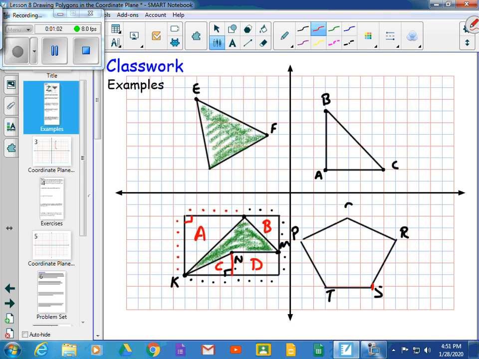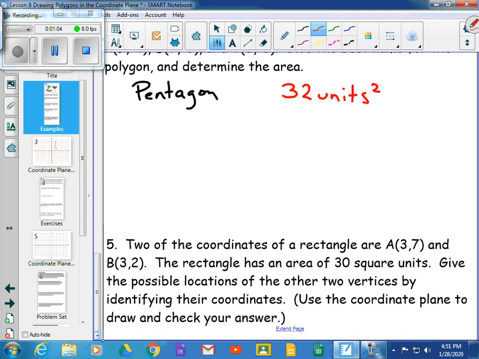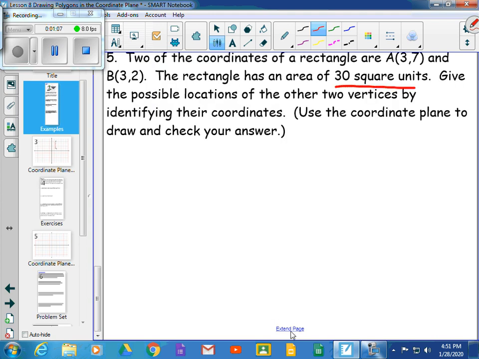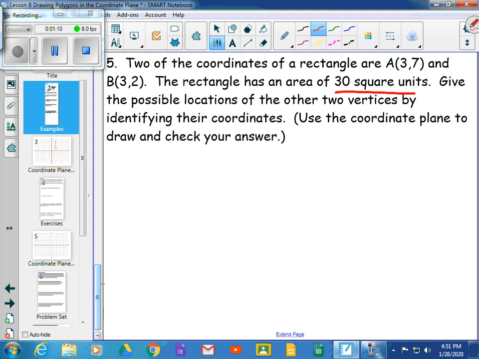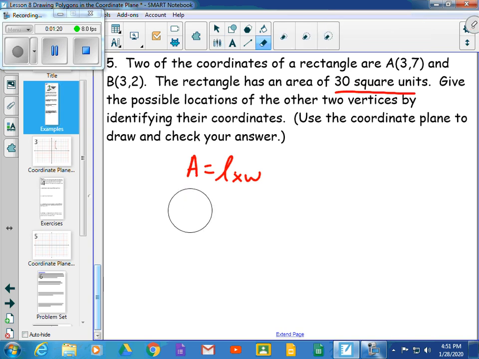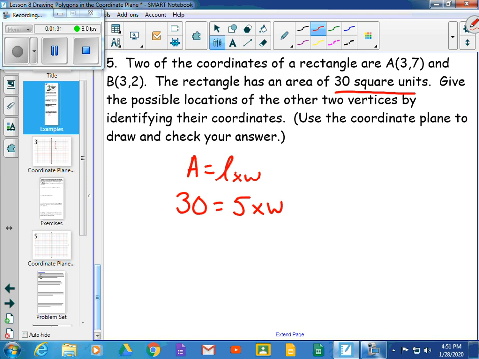Now if I go back to example 5, they tell us that we have an area of 30 square units. Since it's a rectangle, we know it's length times width, and we know that area is 30 square units. The length we counted to be 5 units. We need to figure out what the width will be. So if we work backwards, we divide both sides by 5, and we get a width of 6 units. Our width is 6.